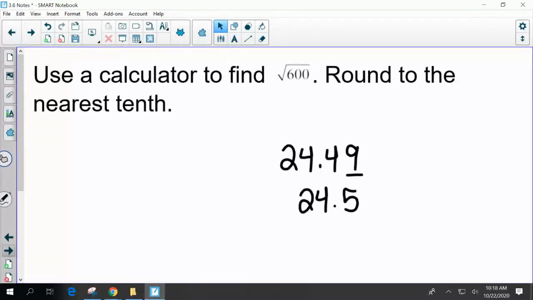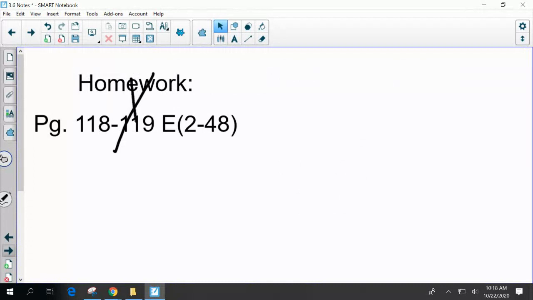Okay. Your assignment is not this. It is worksheet 3.6.